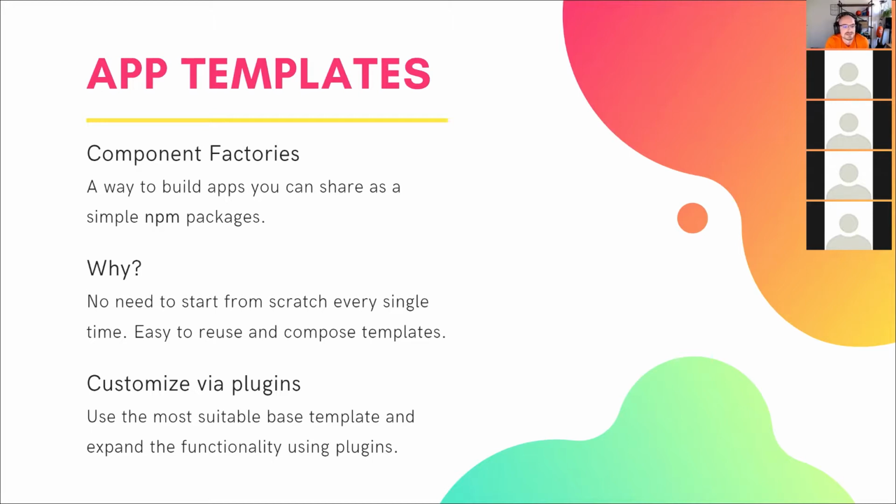And the last thing that is really important is that you can use your base app templates and customize them via plugins. So this is a way to share apps and not components, because by sharing components, you still need to add them to your app, mount them, install a bunch of dependencies. With app templates, you install one NPM package as a dependency, and you get an entire app out of it, which is also customizable via plugins.